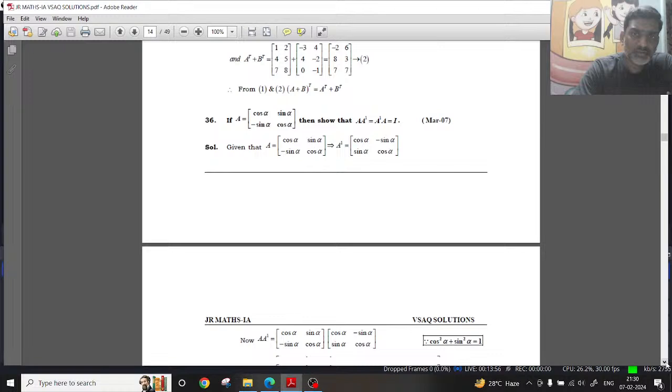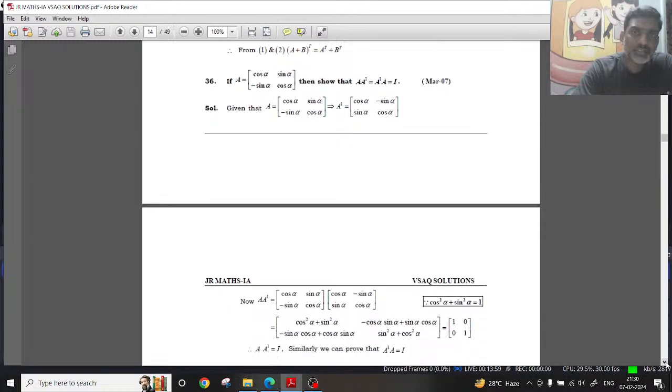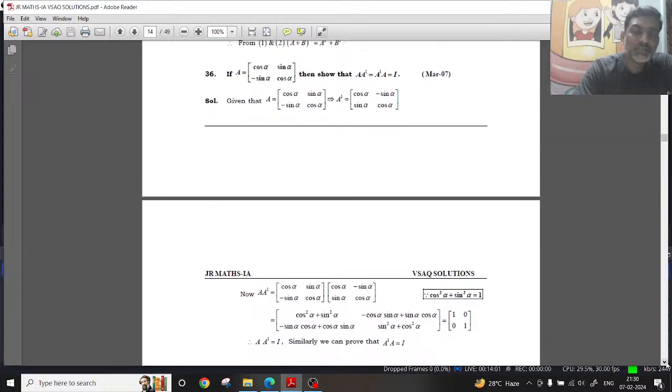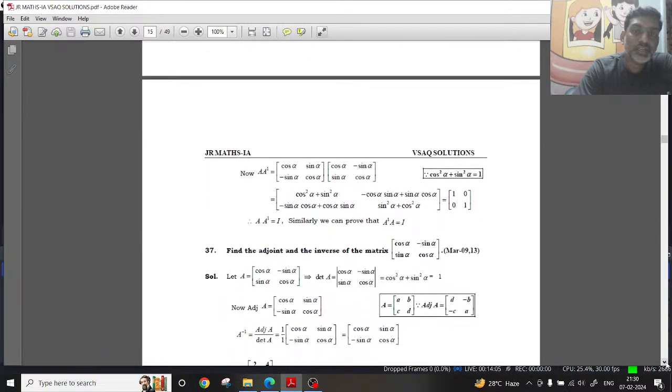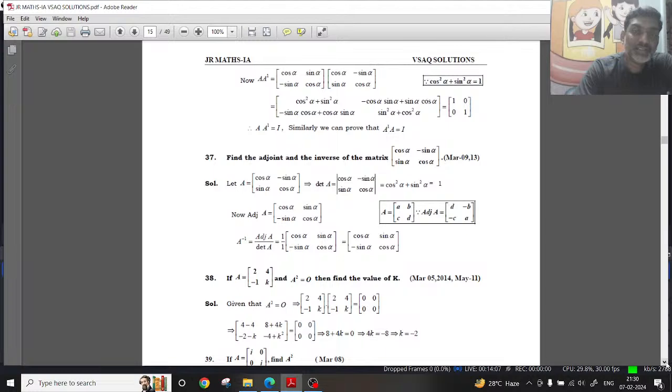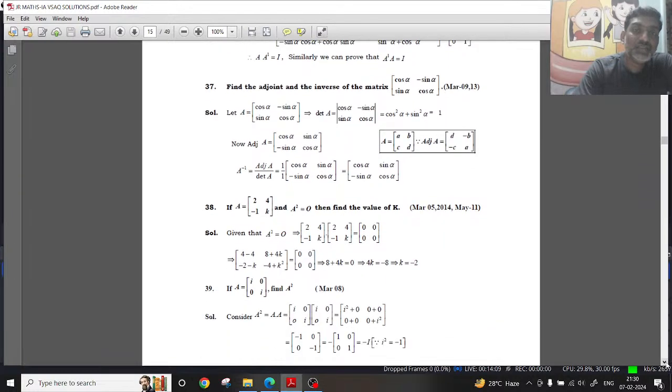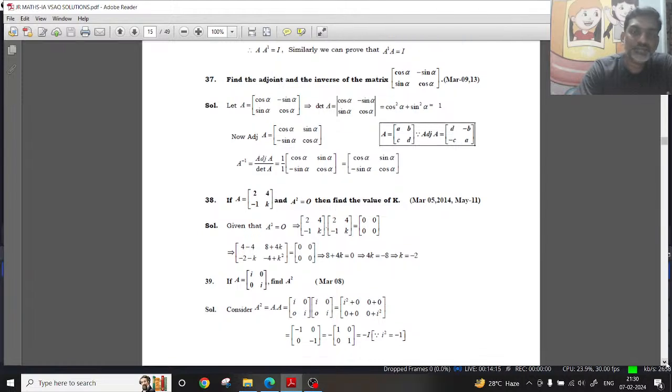36 is also important. A times A transpose is equal to A transpose times A is equal to I. It is related to multiplication. Okay, without any confusion, learn multiplication of matrices. And adjoint and inverse of the matrix. Calculating the adjoint and the inverse of the matrix is also important, whatever the question is.